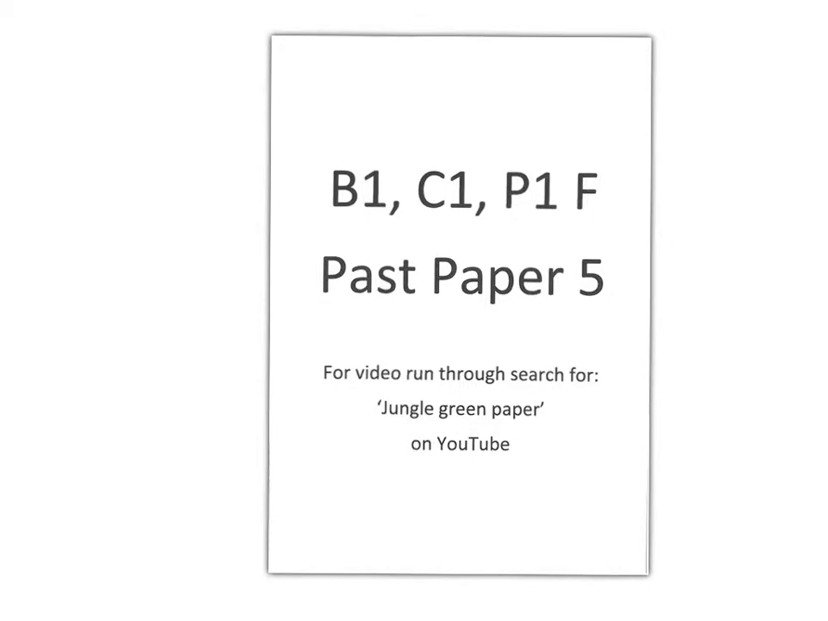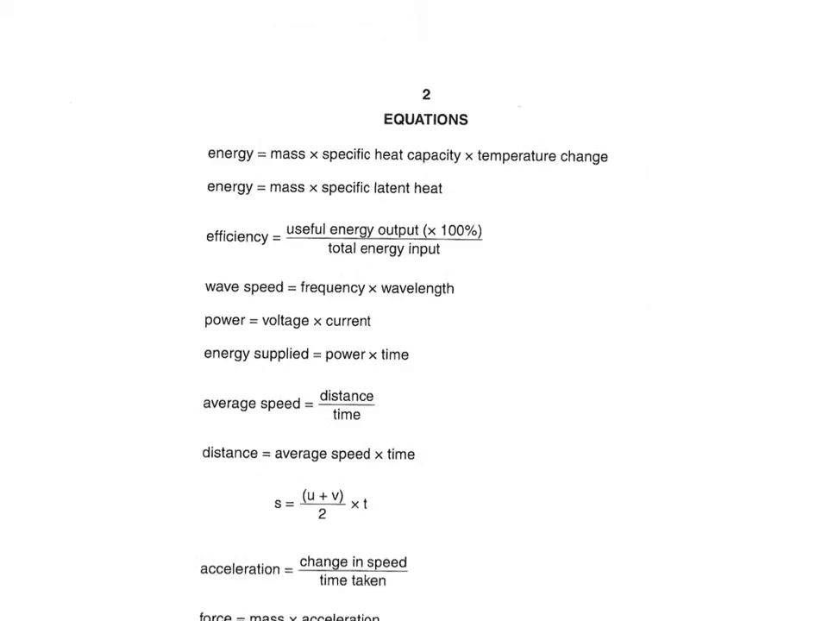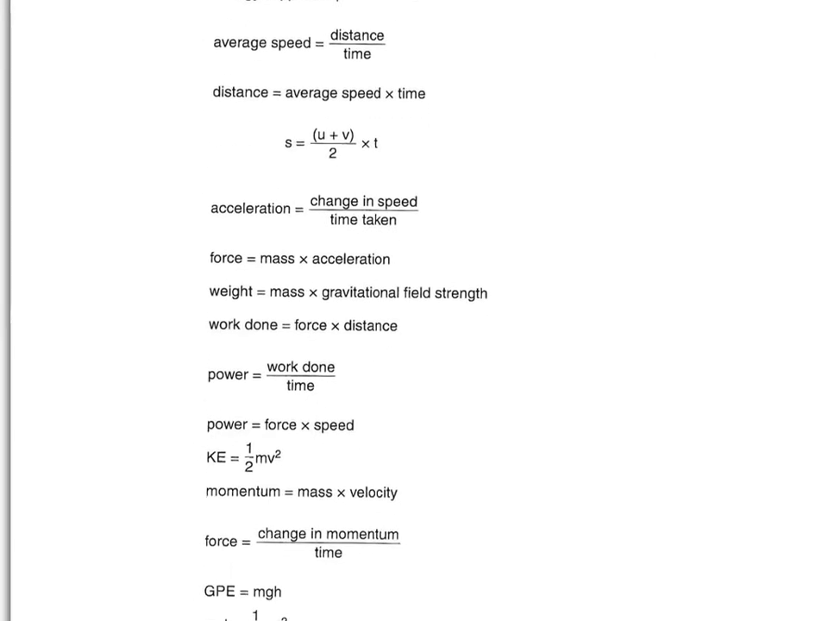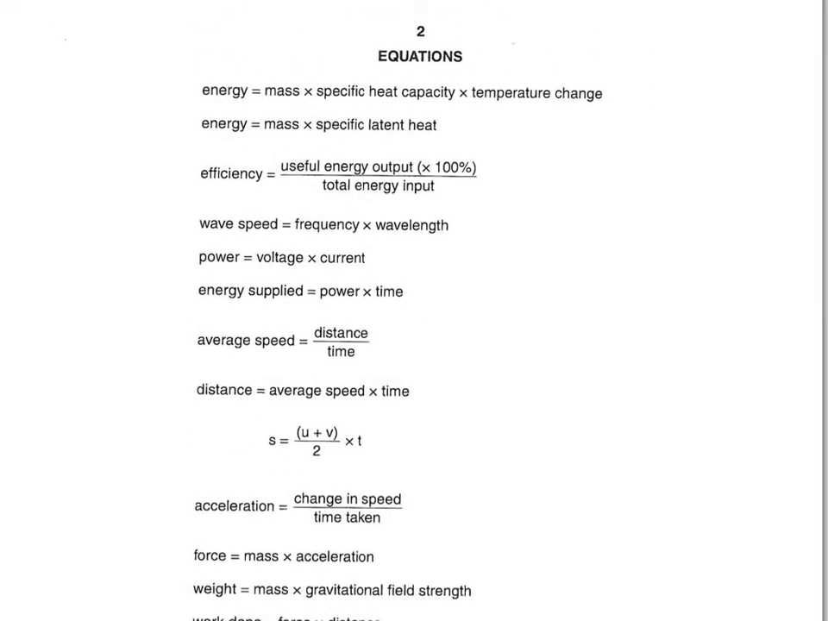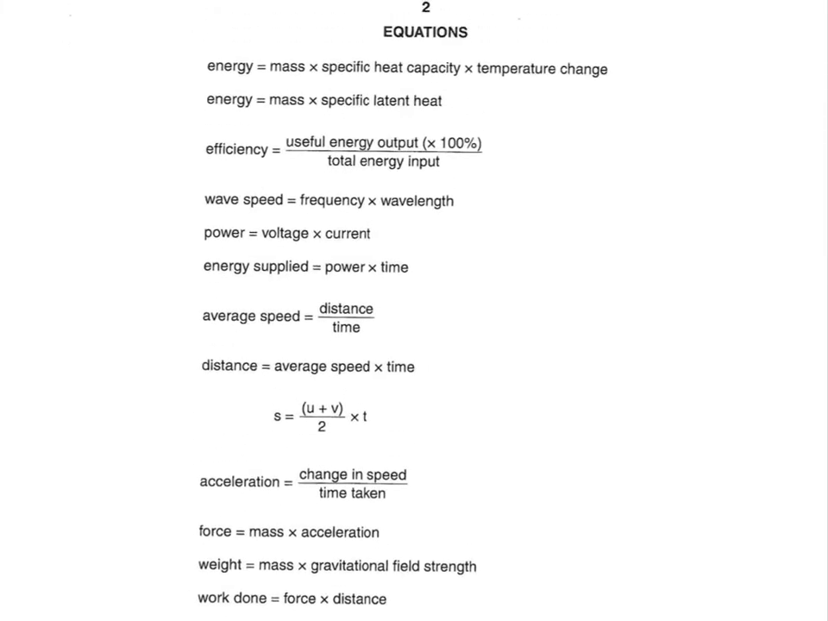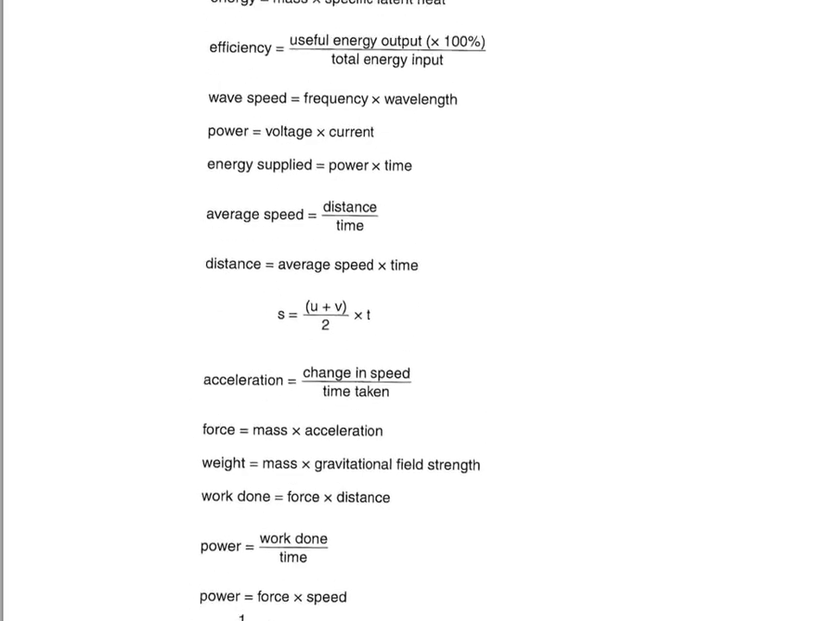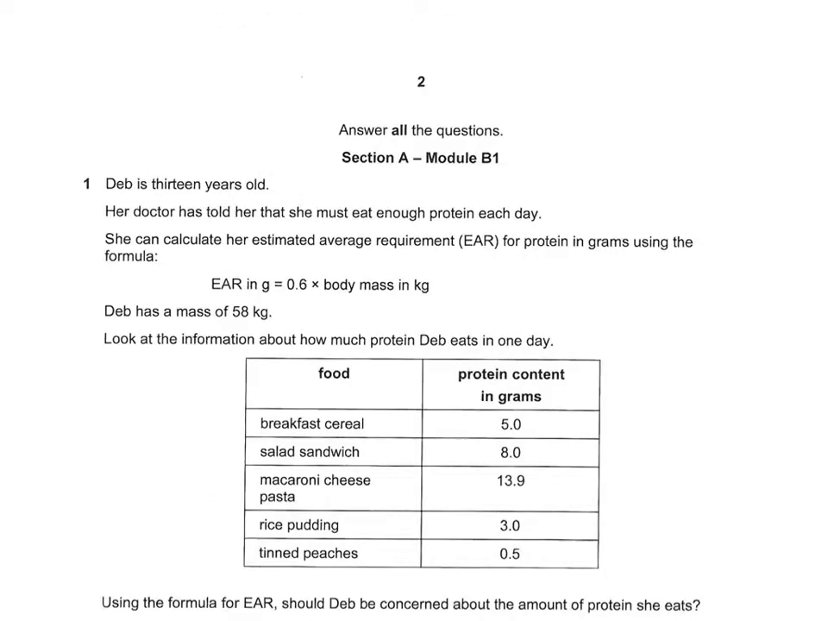This is the B1C1P1 Foundation Past Paper 5 run through. Always remember you've got these equations in the front of your booklet and the front of the paper. It's particularly important for the physics section, where sometimes all you have to do is choose the right equation and plug in your numbers. The first section is the biology section.